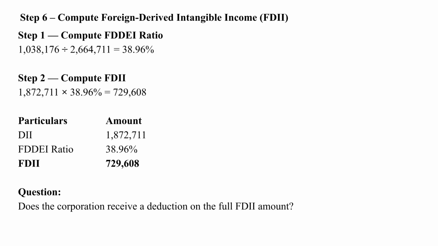Next, we determine what portion of that deemed intangible income is connected to foreign-derived activities. Using the FDDEI ratio, we isolate the qualifying portion of DII. The result is FDII of approximately $730,000. At this stage, we've identified the amount eligible for the Section 250 deduction.